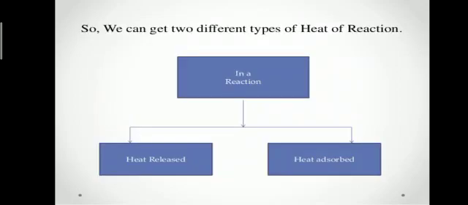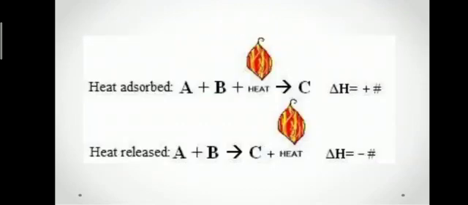This is a general flow chart of the heat of reactions. In a reaction, the heat may be added or removed. When heat is removed, it means the heat gets released and del H will be negative and the reaction will be exothermic. When heat is added, the reaction will be endothermic and del H will be positive. You can see clearly the cases here.